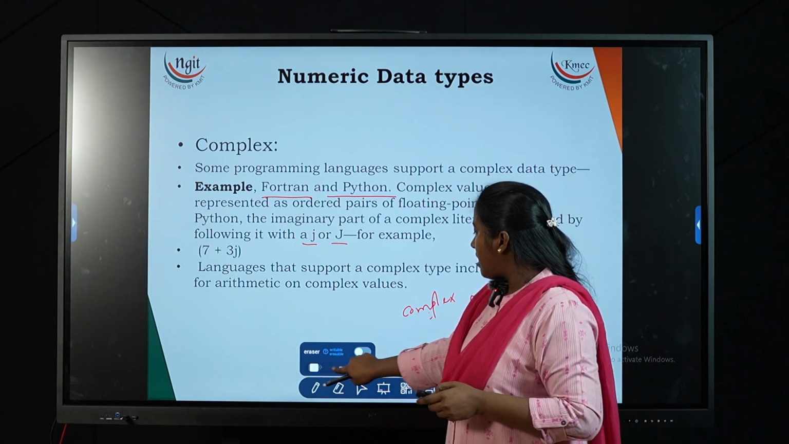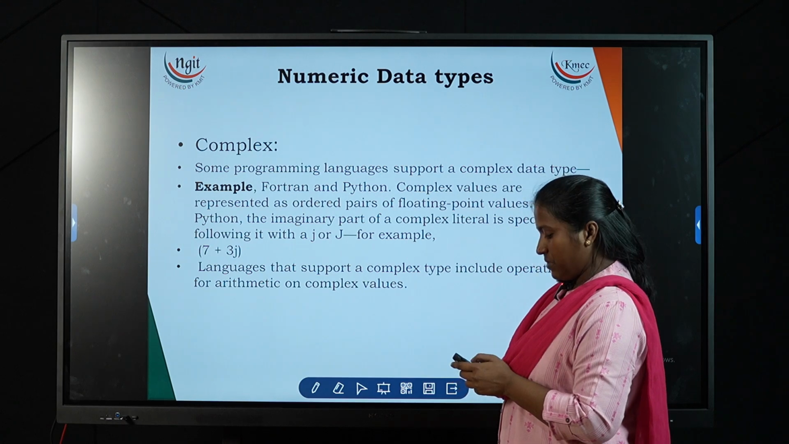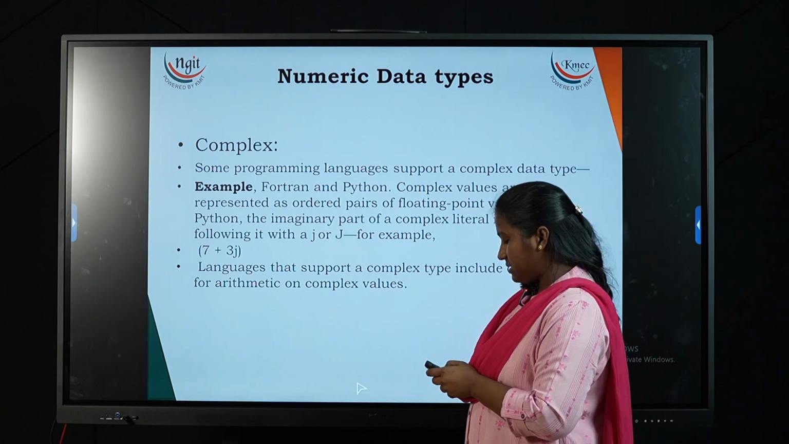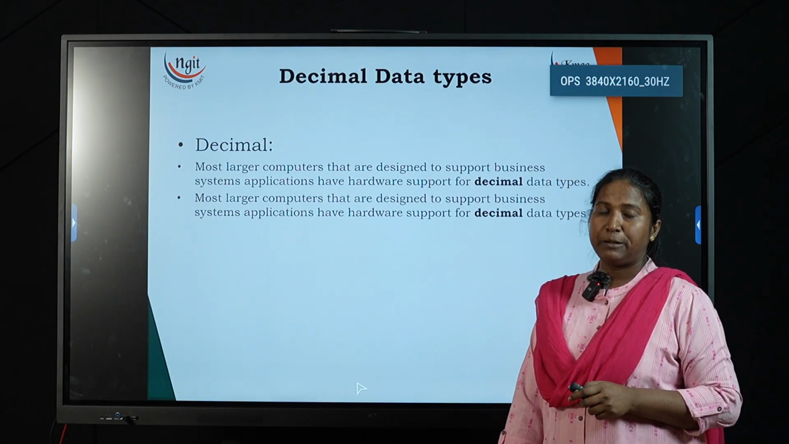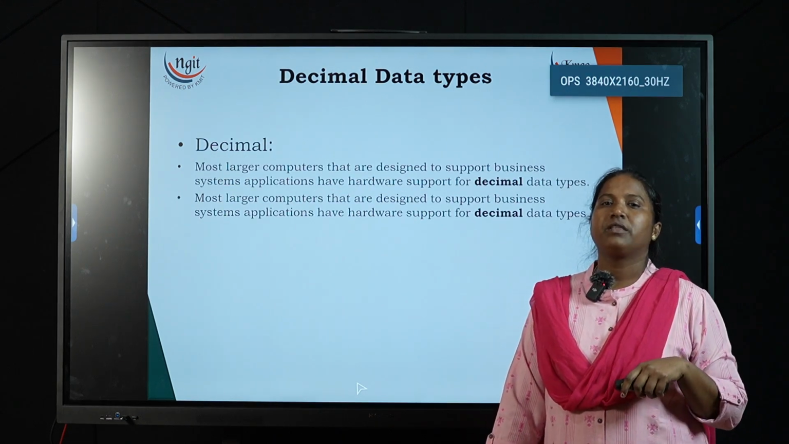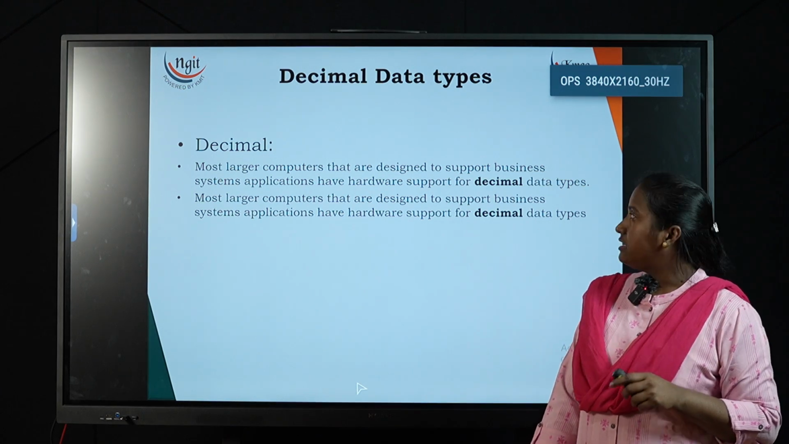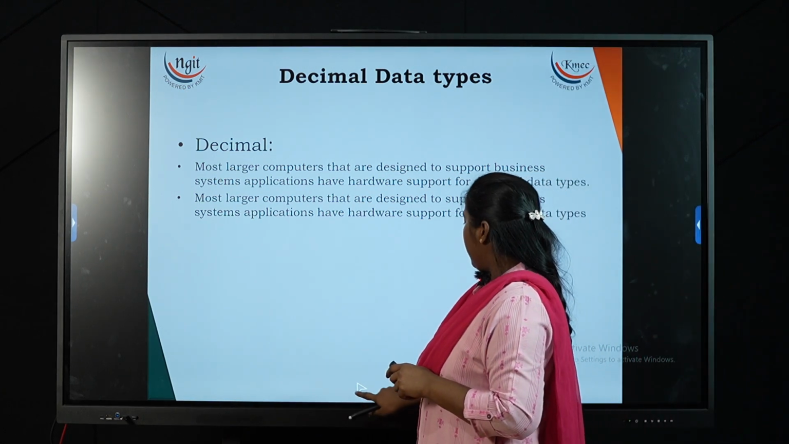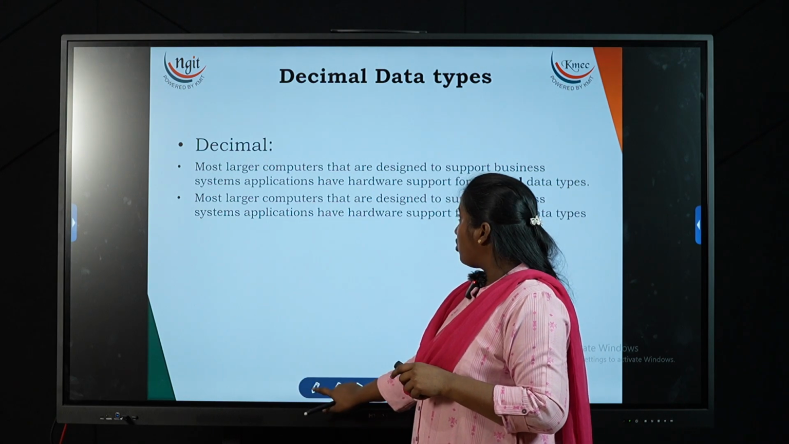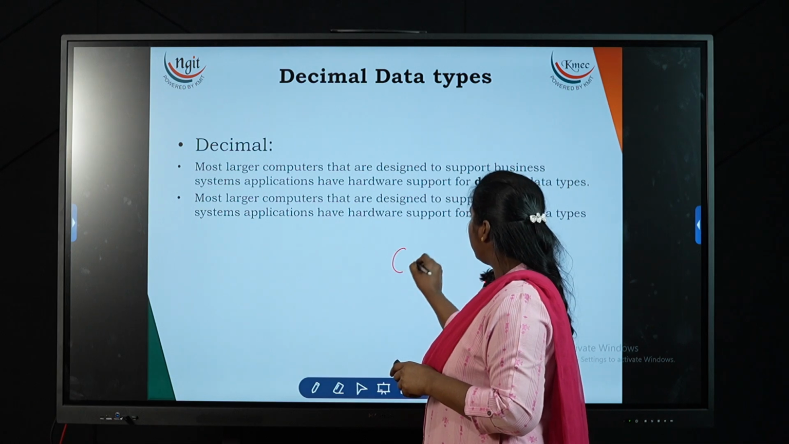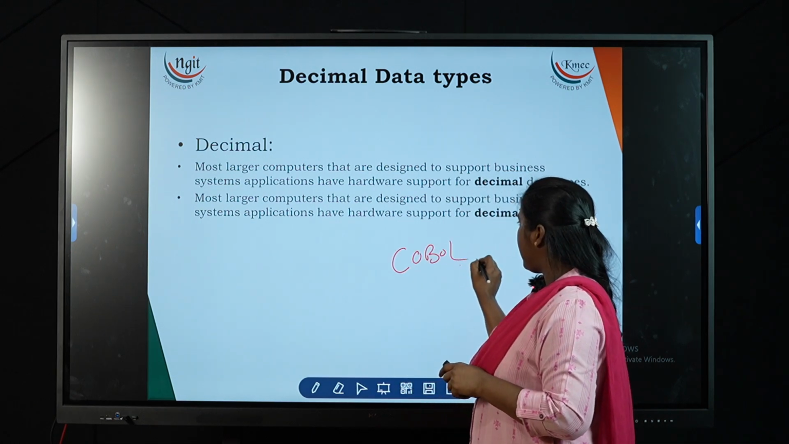And we'll see the next primitive data type, which is used in almost all major programming languages, and that is decimal. Decimal is one of the primitive data types, and it is used for a special purpose. The special purpose is what? Decimal is used by the COBOL programming language.